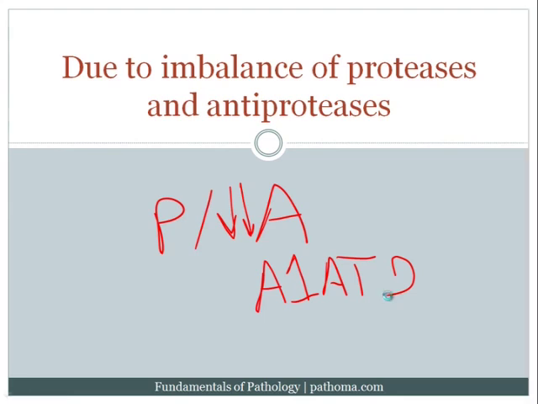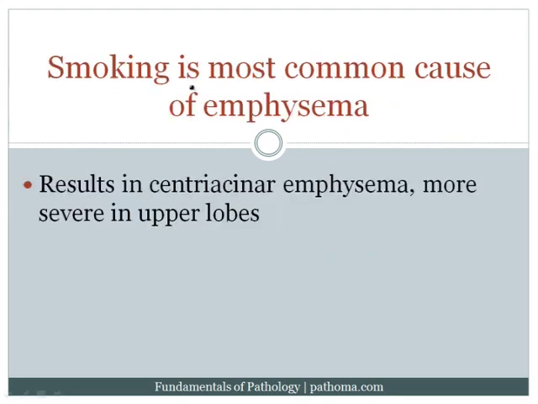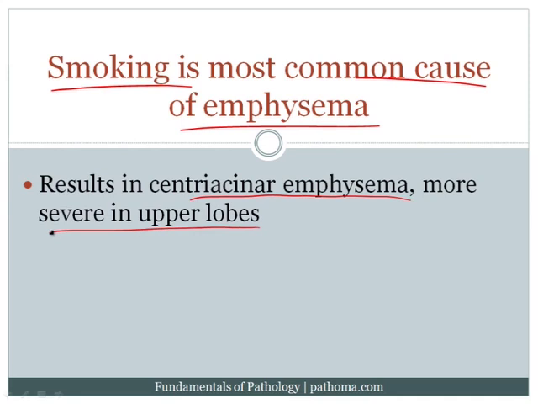Now let's read together. What do I say in the book? I say smoking is the most common cause of emphysema, which I've already explained, and it results in centriacinar emphysema, which is more severe in the upper lobes. This requires a little bit of explanation. Now, what is centriacinar emphysema? Let me take a step back and remind you that there are two major categories of emphysema: centriacinar emphysema and panacinar emphysema.